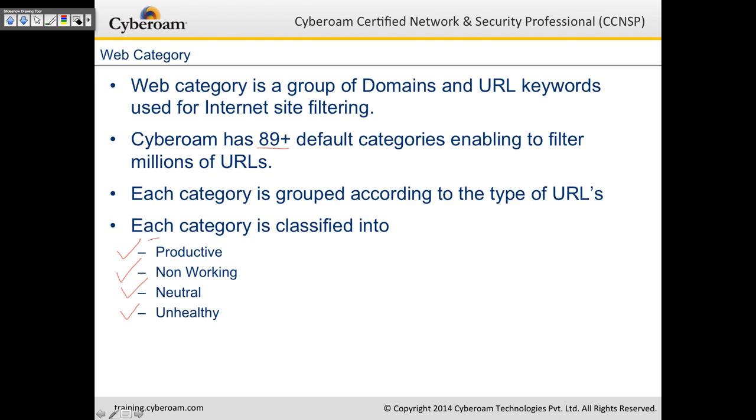Well, this is very important for the reports. When you have a look at the report section in our CCNSP training, you will see it shows you reports about the percentage of websites which you browsed, how productive you have been, how many non-working sites or unproductive sites, and how many unhealthy sites you have browsed, and what percentage. So you get detailed reporting, and it shows your productivity reports as well. That's why each and every category is classified further into these few categories.